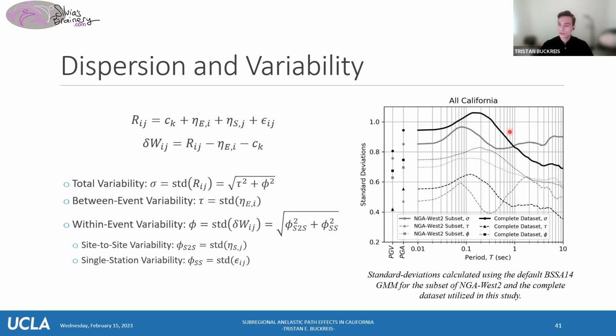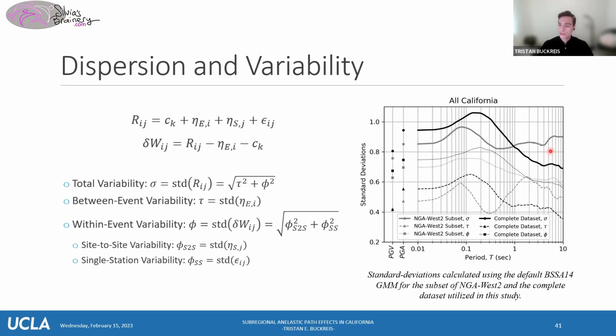The thick lines are total standard deviation, the dashed lines are the between event, and the dotted lines are the within event variability. The gray lines are the NGA West 2 data set, and the black lines are with the expanded data set. We see at short to intermediate periods, about 1 second, an increase in the variability. This is because of several factors. One is generally when you add more data, certainty increases, but also because we've added a lot of data in new parts of the state, so the diversity of our data has increased, which is driving that uncertainty.